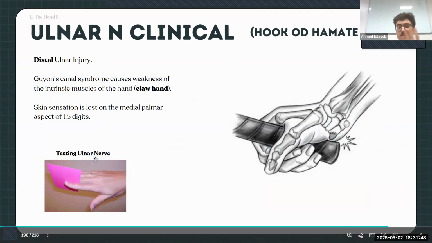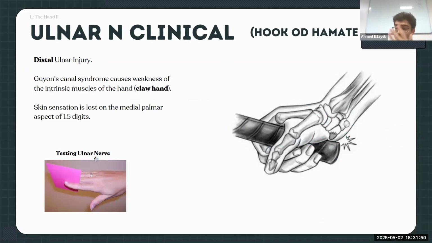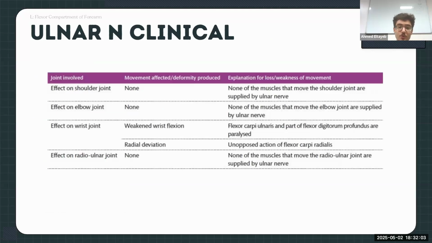And this is how you would test for an ulnar nerve. Because we mentioned that it's responsible for the interosseous, right? So you will tell a patient to hold something between his fingers. This is adduction. So if my muscle is weak or my innervation is weak, I won't be able to do this at all. This is for your own look.